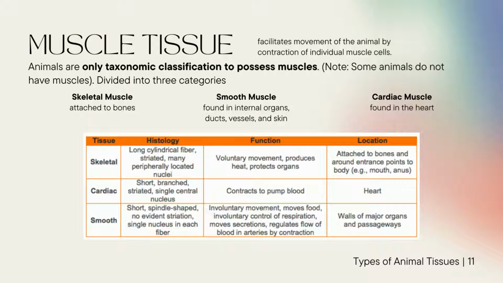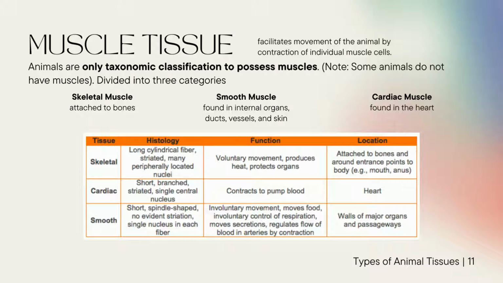So skeletal muscles are attached to the bones. Smooth muscles are found in internal organs, ducts, vessels, and skin. Cardiac muscle is mostly found in the heart. So what are the differences of these three categories of muscle tissue? Skeletal muscles appear as long cylindrical fibers. They are striated with many peripherally located nuclei.